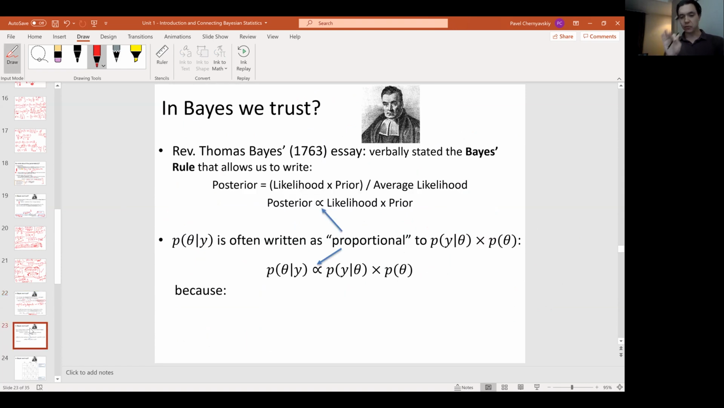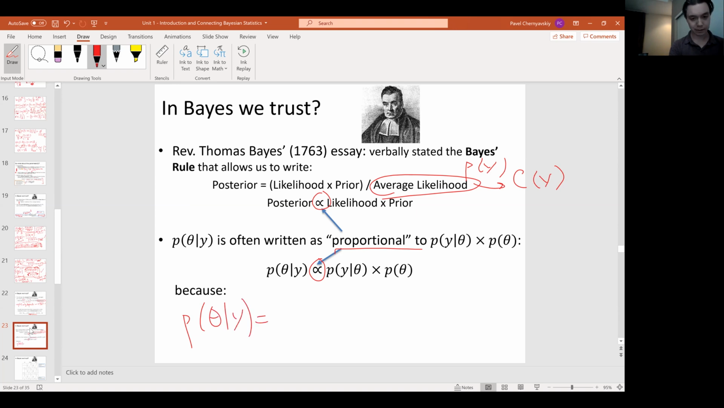I'll go back to the case with several parameters in a sec. It's mostly just as an FYI. But because this average likelihood, the marginal likelihood, does not depend on theta, you can say it's like a constant that is a function of y. We can write and use this proportional to symbol that you see being used sometimes when people talk about Bayesian statistics. So remember that we started with this. Right, here's the likelihood times the priors divided by the marginal.